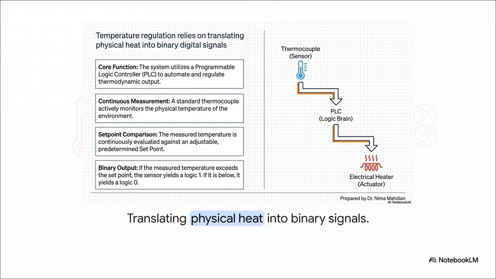Up at the top, we've got a thermocouple. That's our sensor. It's what actually detects the physical heat. That analog reality gets routed down into the PLC, the brain of the operation, right? Which processes the info. Then the PLC fires a command down to the electrical heater. That's our actuator. So it's essentially bridging that physical and digital divide to actually change the environment.